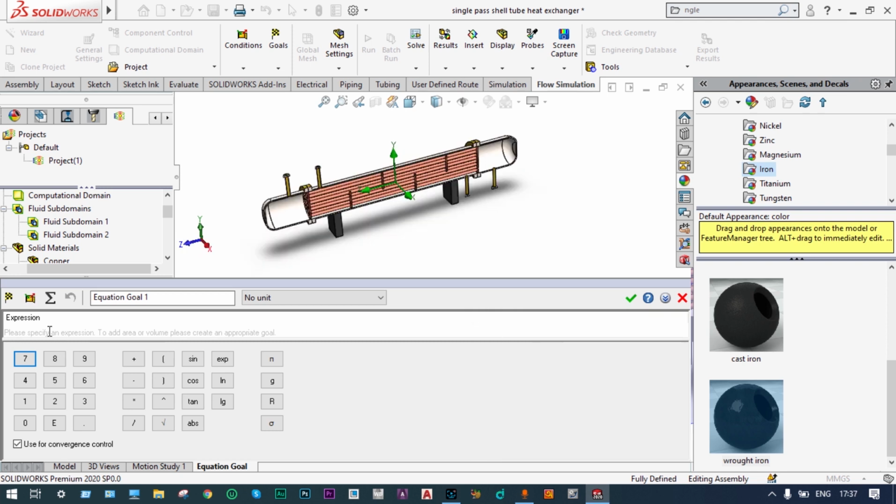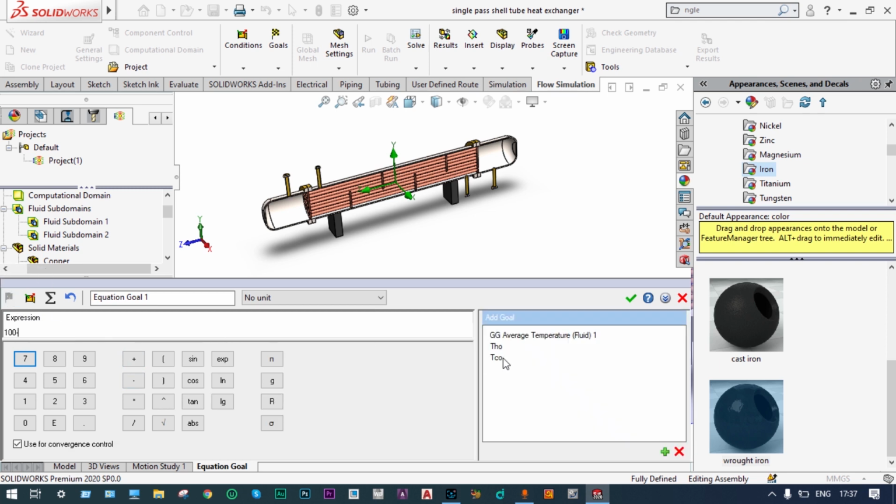So we can define del T1 as temperature of hot inlet, that is equal to 100 degrees centigrade. We can provide minus temperature cold outlet, that can be obtained from the goals. Whole will be within bracket. This is del T1 minus del T2.